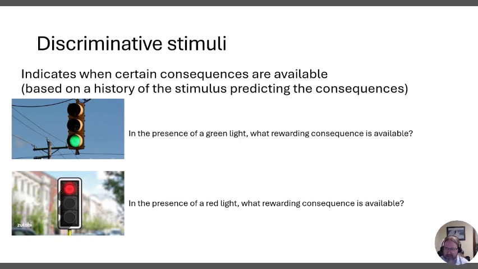There may be other kinds of stimuli that don't serve this function. So if you are driving and you see a "Welcome to Spokane" sign as you're driving, that doesn't necessarily indicate that any particular type of consequences are available. So it's a neutral stimulus in that case.